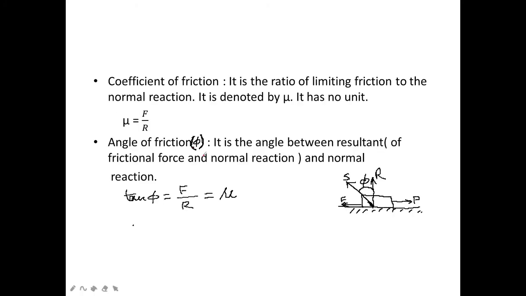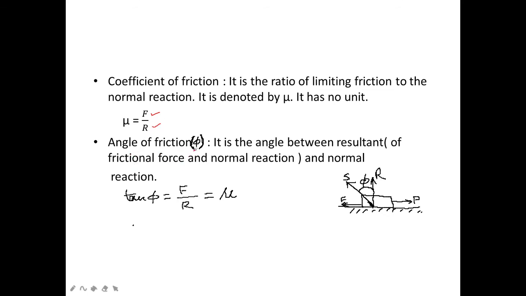Now what is coefficient of friction? Coefficient of friction is the ratio of limiting friction to the normal reaction. It is denoted by mu and it has no unit. So mu is F upon R. It is the ratio of limiting friction and the normal reaction.